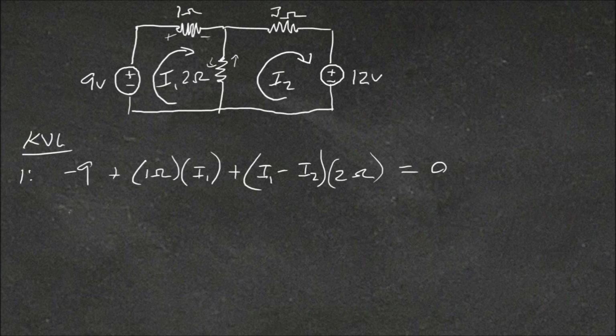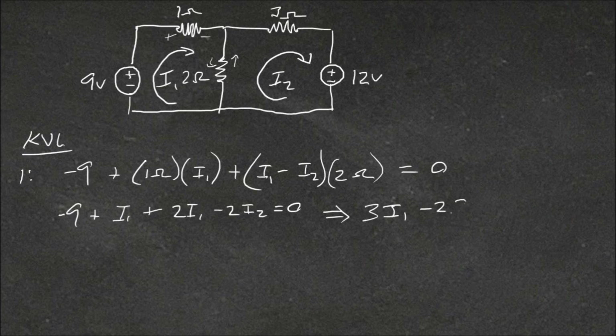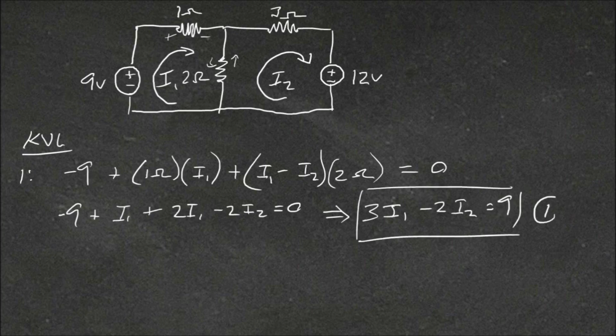And KVL says the summation of voltages in a loop will be equal to 0. So we'll expand this. We've got minus 9 plus 1 times by I1 plus 2I1 minus 2I2 equals 0. And so we get 3I1 minus 2I2 equals 9. So we'll call this equation 1.